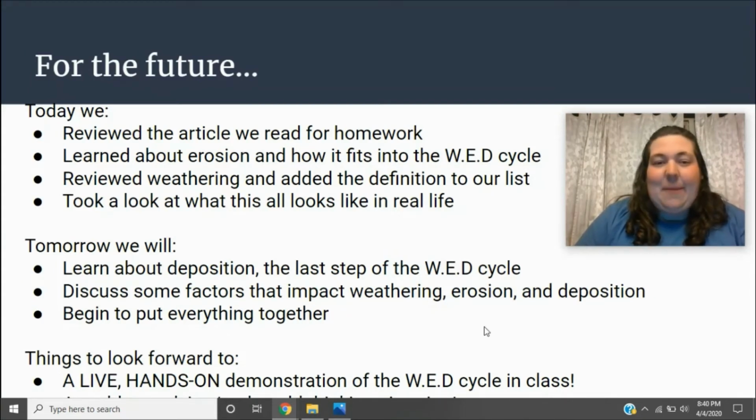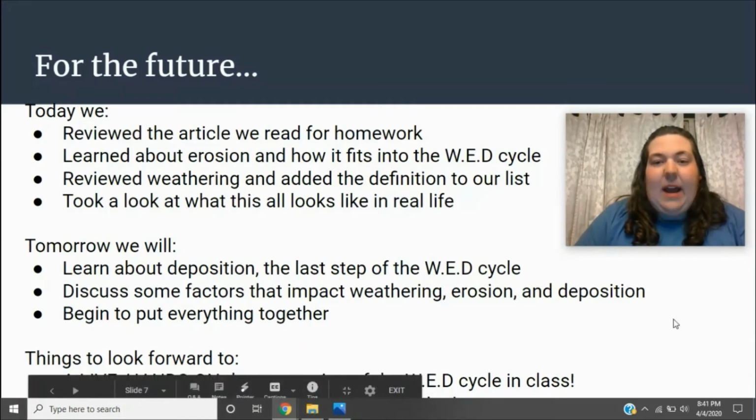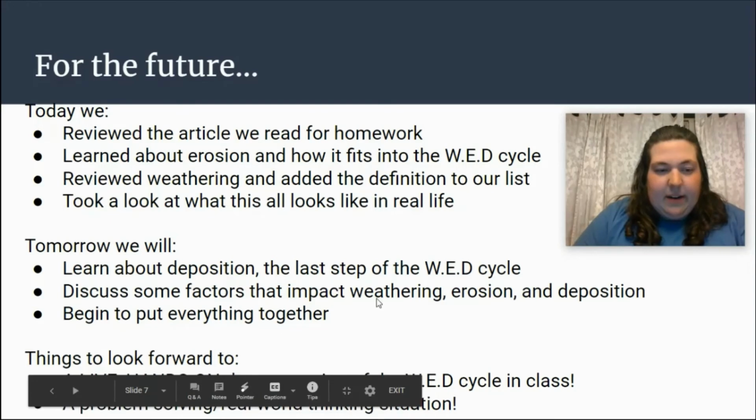Tomorrow we will learn about deposition and the last step of the WED cycle. We'll also discuss some factors that affect things like weathering and erosion and deposition after we learn about it. And we'll begin to put everything all together.